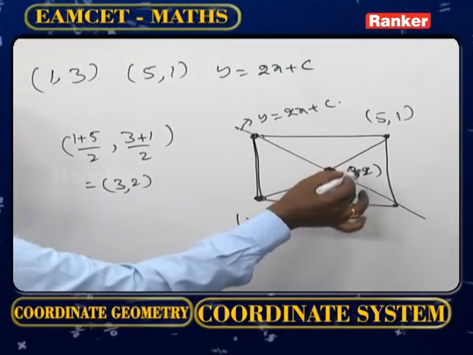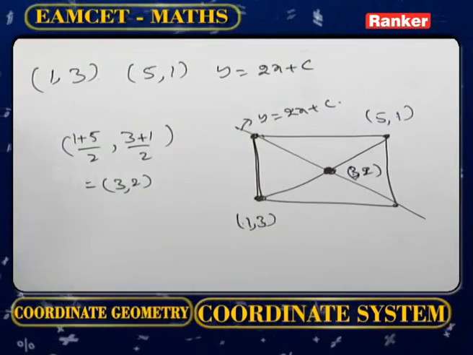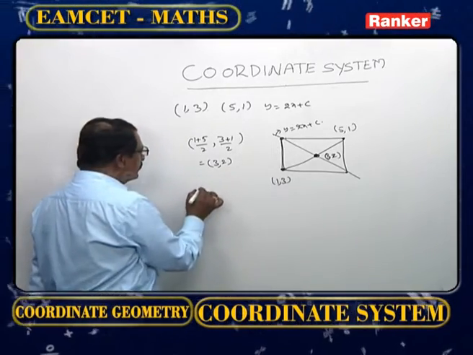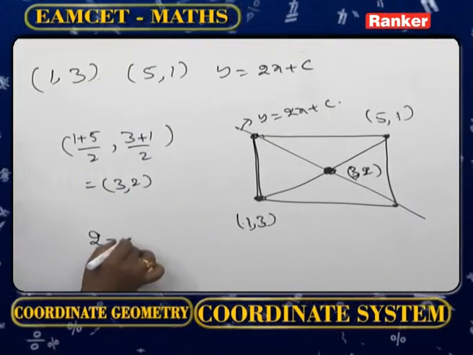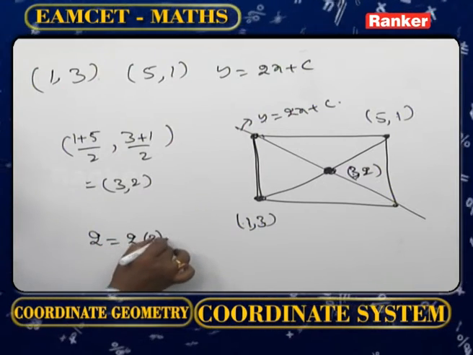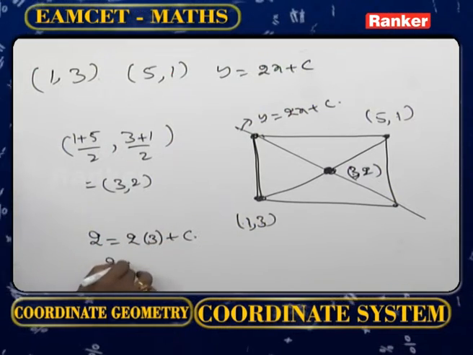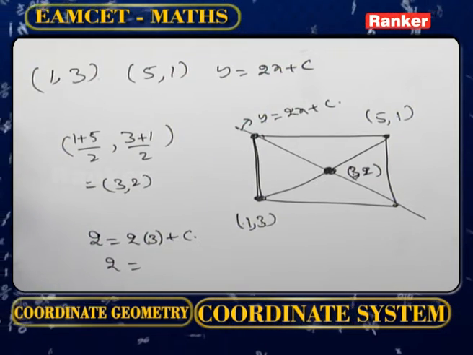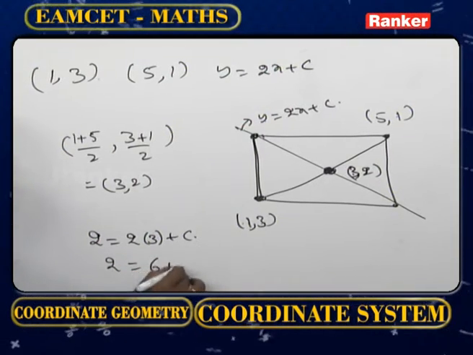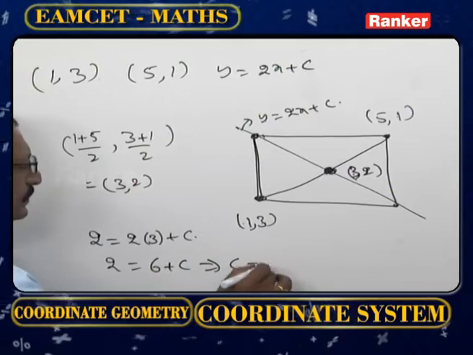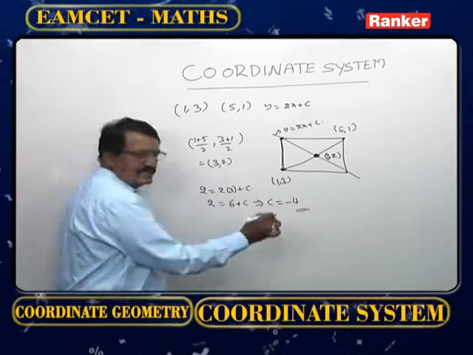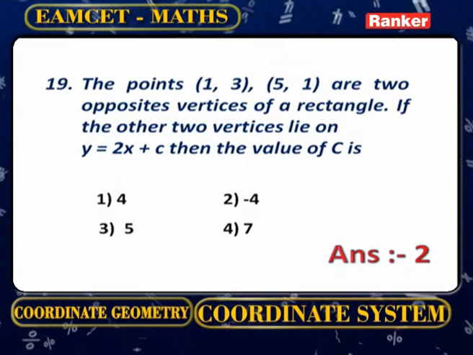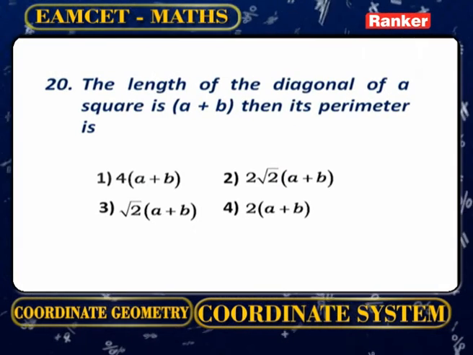Now substitute the point (3, 2) in the equation y equals 2x plus c. We get 2 equals 2 into 3 plus c, that is 2 equals 6 plus c, which implies c equals minus 4. The value of c equals minus 4. Second option, second answer. Next problem.